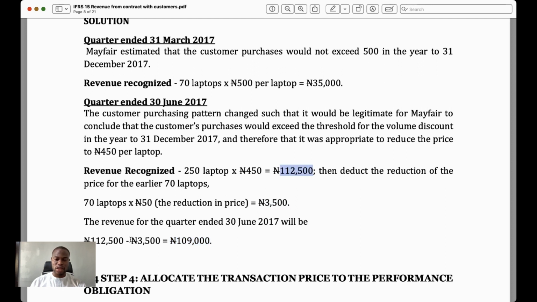So the revenue for the second quarter is going to be 112,500 minus 3,500. So we are going to recognize 109,000. Okay, and that's majorly how transaction price works. So this is the transaction price. Transaction price majorly will be adjusted for variations and what have you.